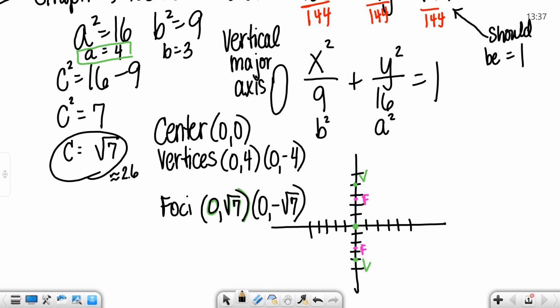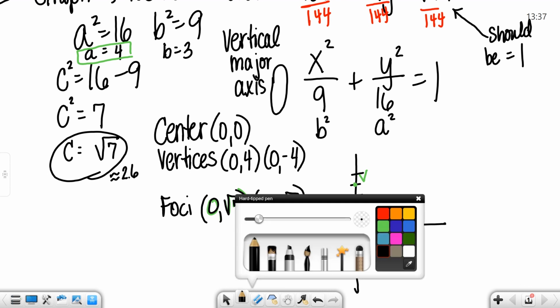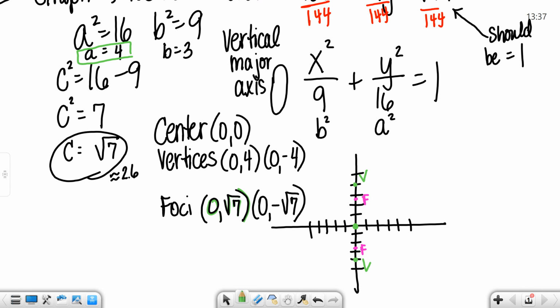Okay, and the only other thing, this clearly does not look like an ellipse. I just have some dots up here. Now I do need the other endpoints of the minor axis. So I know that my B value is 3, so I go 3 spaces from the center in both directions, and that would be the vertices, the points that connect my minor axis. So here's my ellipse.